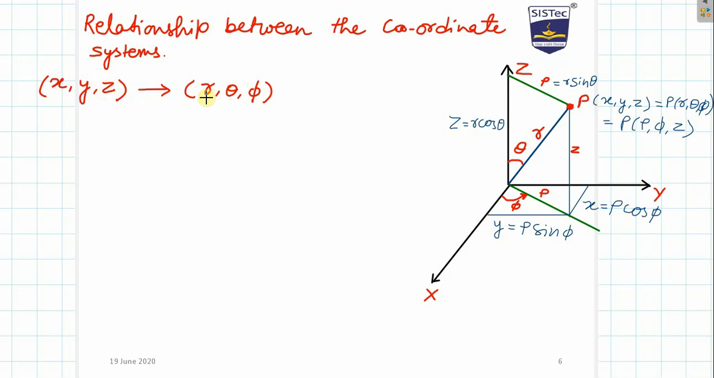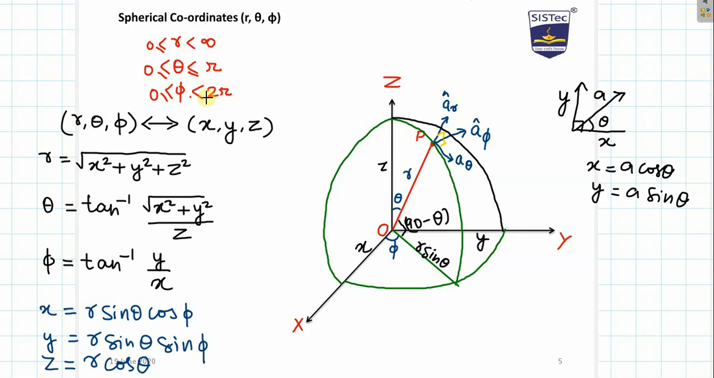We had derived three relations. These are the three relations. If we have been given in x, y, z, we can transform it into r theta phi through these relations, and if the coordinates have been given in r theta phi form, that is, spherical form, then we can convert it into the Cartesian counterpart. So this magnitude transformation we have already seen.